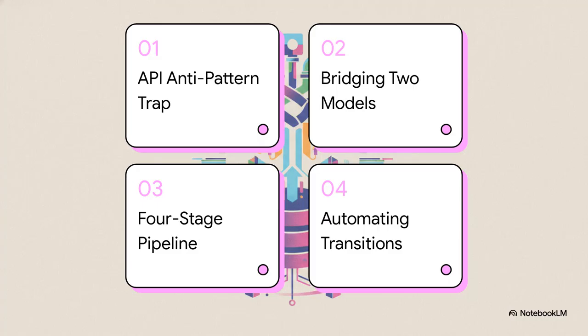Here is our architectural blueprint for the next few minutes to move your codebase away from messy coupling. We'll cover the API anti-pattern trap, bridging two distinct models, the four-stage refinement pipeline, and finally, automating those transition layers.